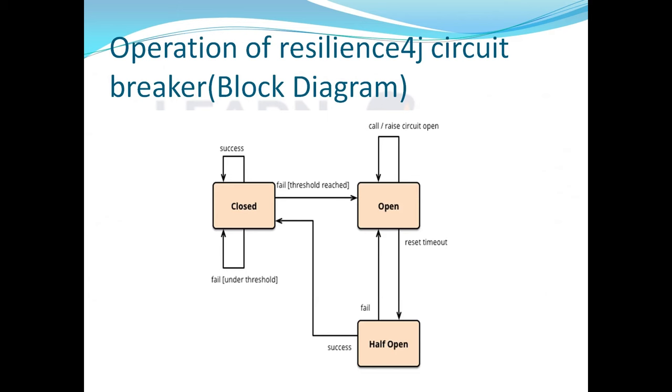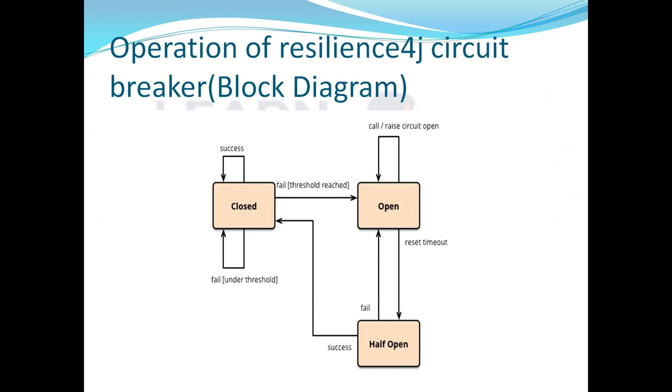Again we have a threshold value, like 50% or 60%. Then we call the microservice 5 times, and 2 times it fails and 3 times it succeeds. Then the threshold value is not reached, so it goes to the success phase. Success means it goes back to the closed state.